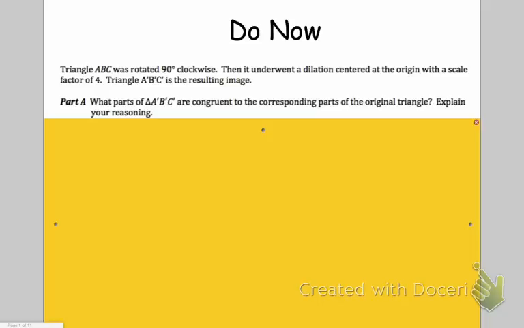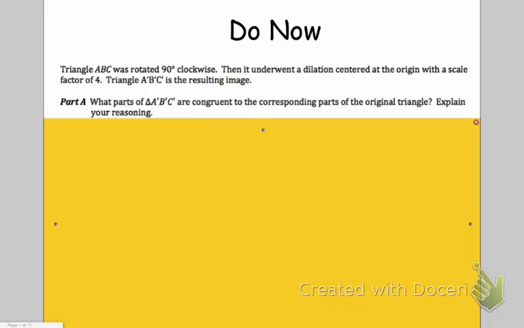So our do now is from our last unit on transformations, and we are told that triangle ABC was rotated 90 degrees clockwise. So remember, we are rotating to the right when we are rotating clockwise. Then it underwent a dilation at the origin with the scale factor of 4. Triangle A prime, B prime, C prime is the resulting image. So after it was dilated, this changed in size somehow. So remember, when your scale factor is greater than 1, your image is getting larger. When your scale factor is less than 1, that image will be getting smaller in size.